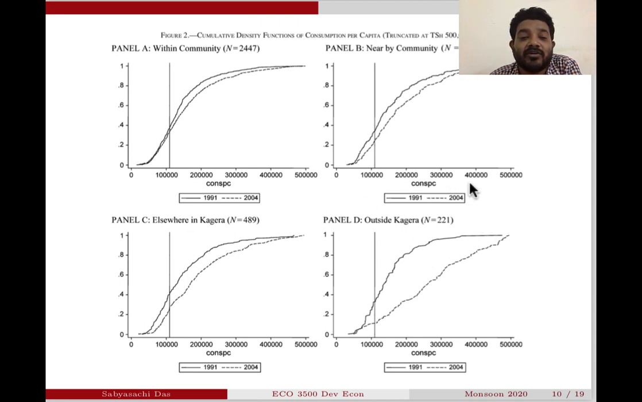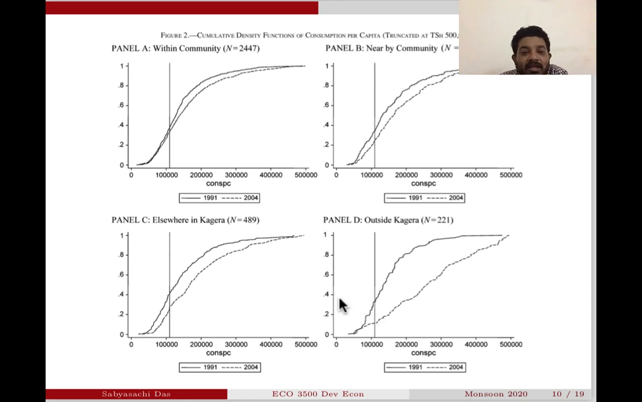For the 200 people who have moved outside Kagera, their original 1991 distribution of consumption was again relatively similar. A bit less than 40%, say about 35% or so, were living below the poverty line in 1991. But if you look at their 2004 distribution, it's substantially to the right, which means that the poverty rate has fallen to about 10% or so.